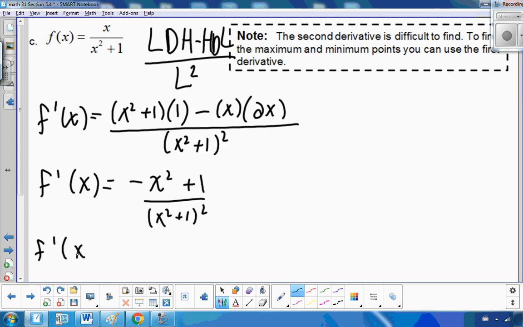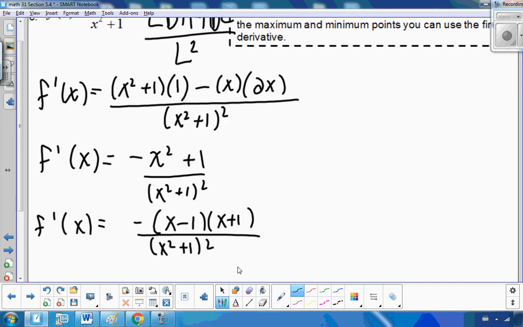And I always want my leading coefficient to be positive, so taking out the negative, I would create a difference of squares. Okay, so my critical values, only in the numerator, would be 1 and negative 1. The denominator is defined for all real numbers, so positive and negative 1 are all I need to use.